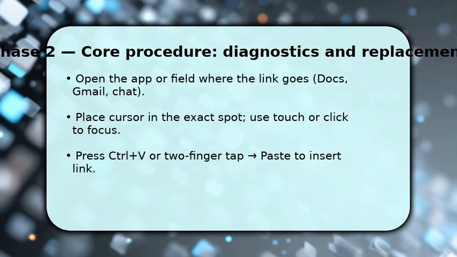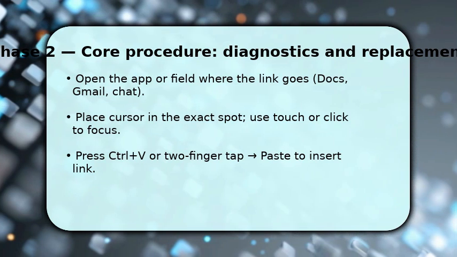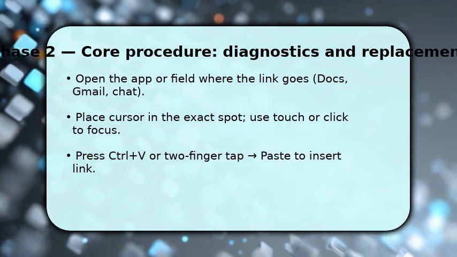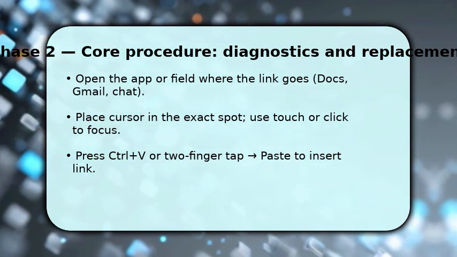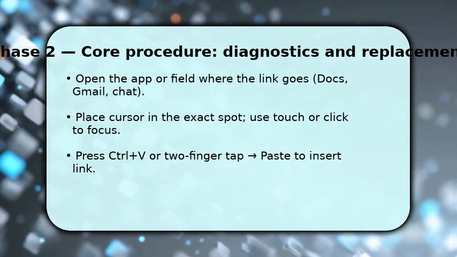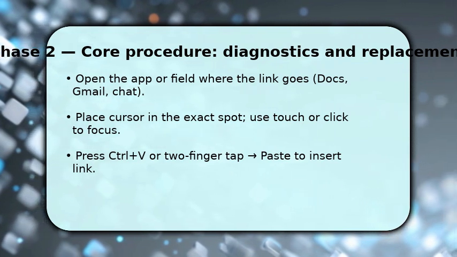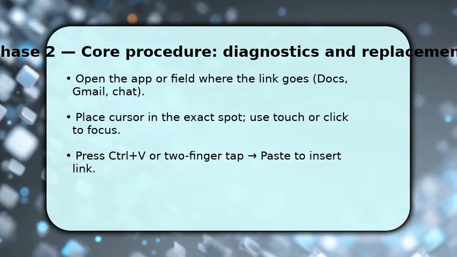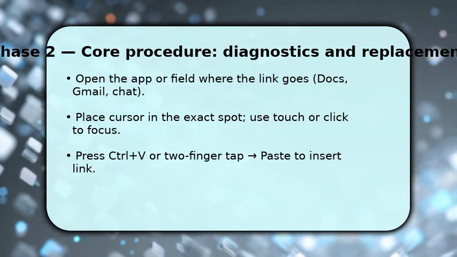Now move to the app or field where you want the link and make sure the cursor is exactly where the link should appear. This avoids overwriting. If you're in a text box, click or tap once to focus, then press Ctrl+V to paste. For touch, use a two-finger tap and select Paste.